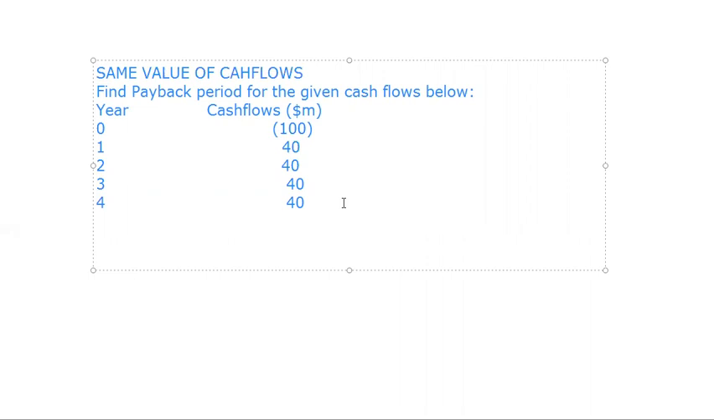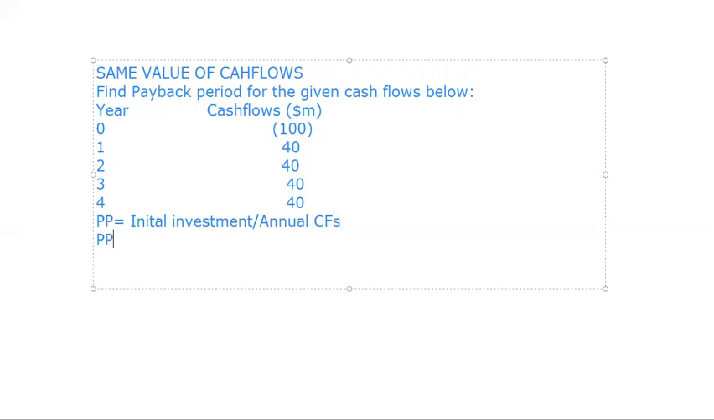You just say payback period equals the initial investment divided by annual cash flows, just like that. And you have your payback period equal to 100 million divided by 40 million, the result of which would be 2.5 years. So this is the payback period, 2.5 years.